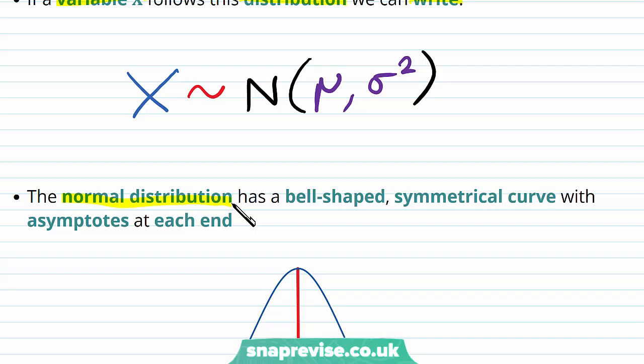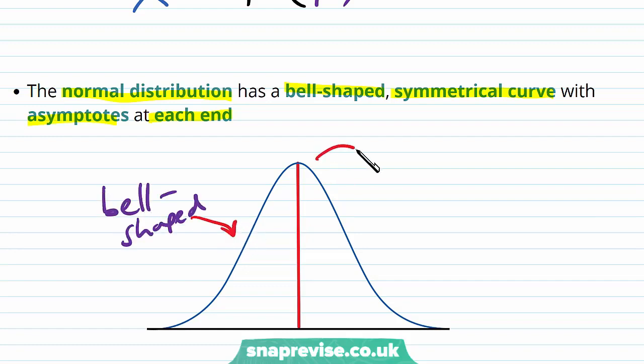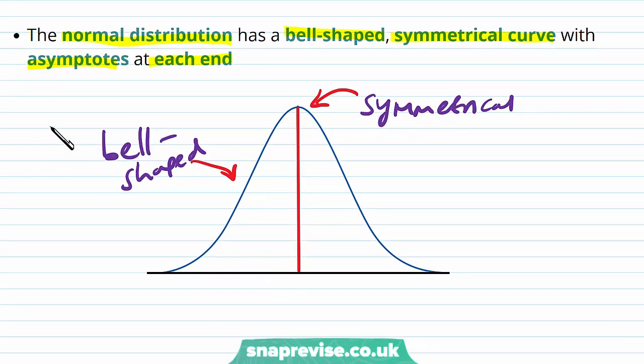The normal distribution has a bell-shaped symmetrical curve with asymptotes at each end. In particular, this shape is what we call bell-shaped. We can see that it's symmetrical about this middle. And at these two ends we have asymptotes.